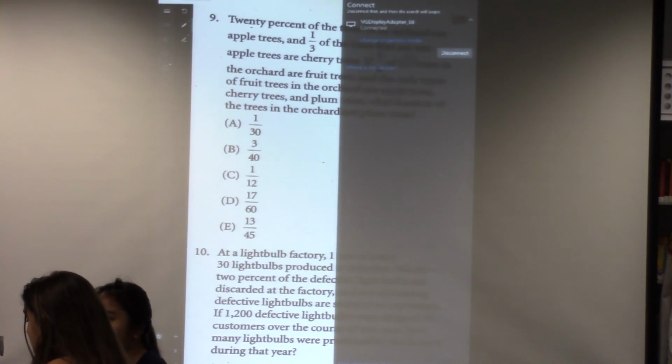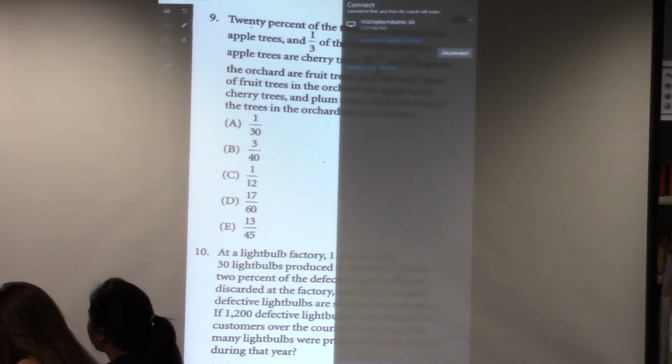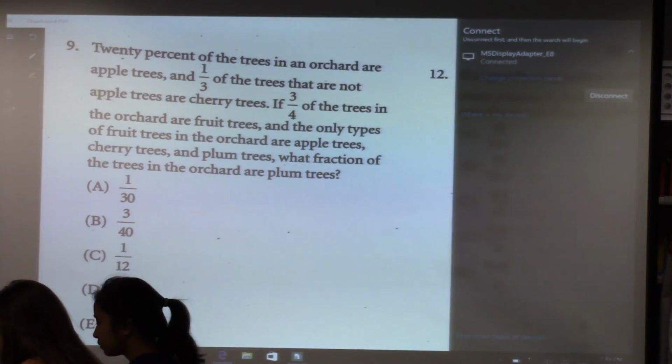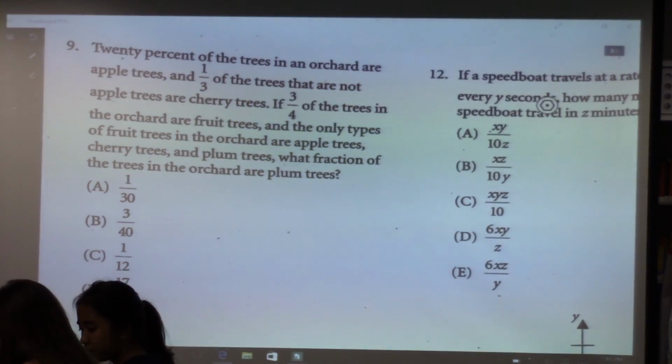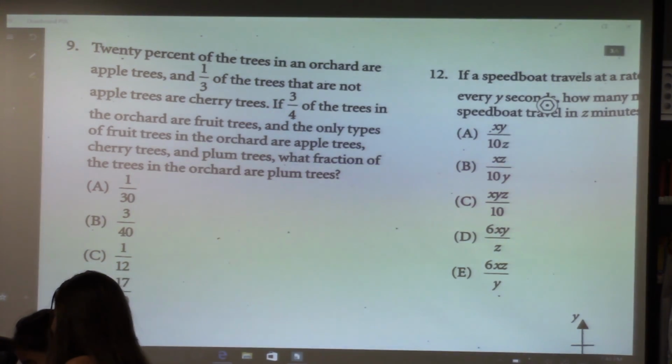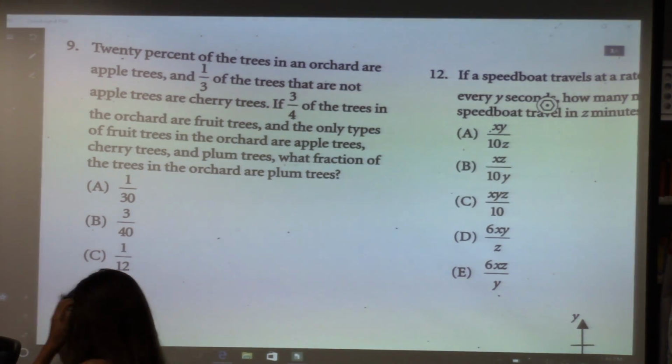Alright guys. Okay, oh, right. Apple trees, guys, come on.